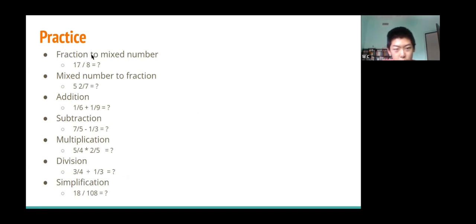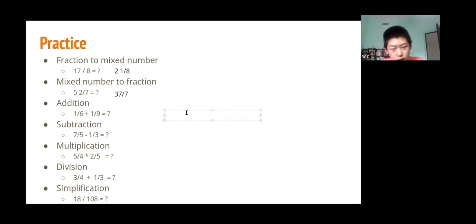Practice. So for a fraction to a mixed number, you can take out a multiple of 8. So in this case, you take out 2 and you get 2 and 1/8. For a mixed number to a fraction, you first make 1/6 equal to 3 over 18. Make 1/9 equal to 2 over 18. And you end up with 5 over 18.